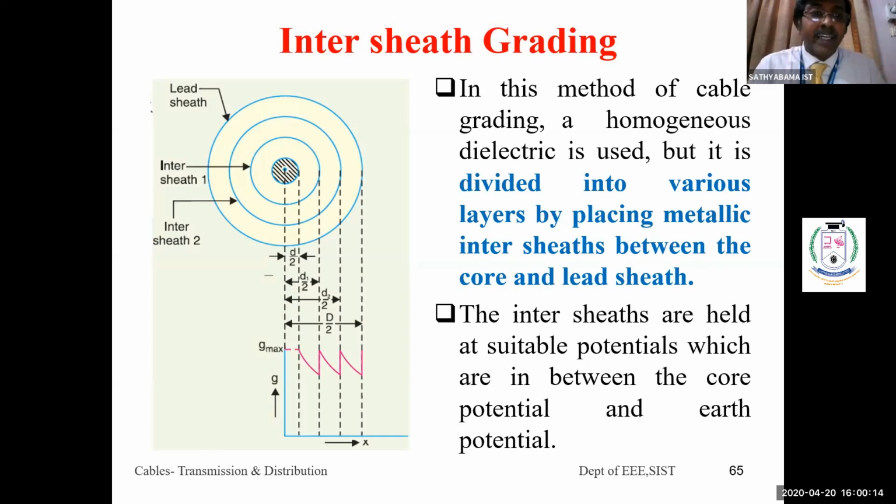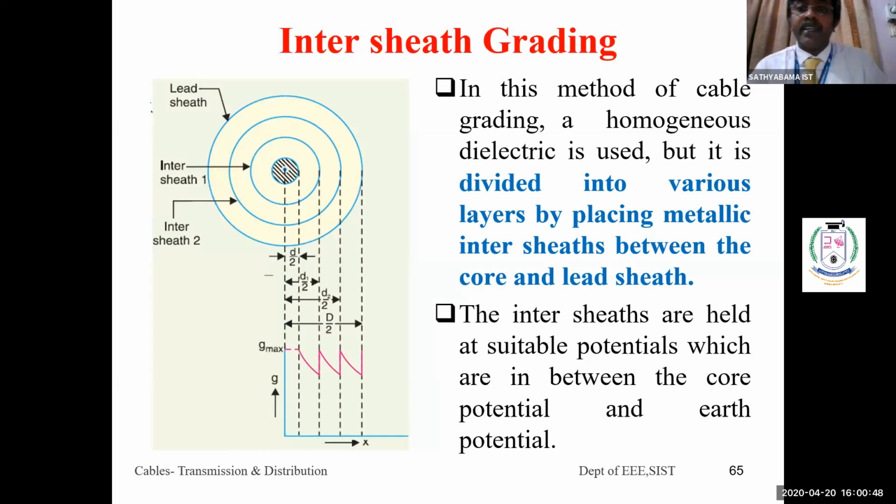That's why here, see the diagram. Here, they are mentioning intersheath 1, intersheath 2, and the outermost is nothing but the lead sheath. The same concept. In capacitance grading, what did you do? Inner layer to outer layer, first layer to second layer to outermost layer. Likewise here, intersheath 1, intersheath 2, and the outermost layer is the lead sheath. So this is the basic concept of capacitance grading as well as intersheath grading.